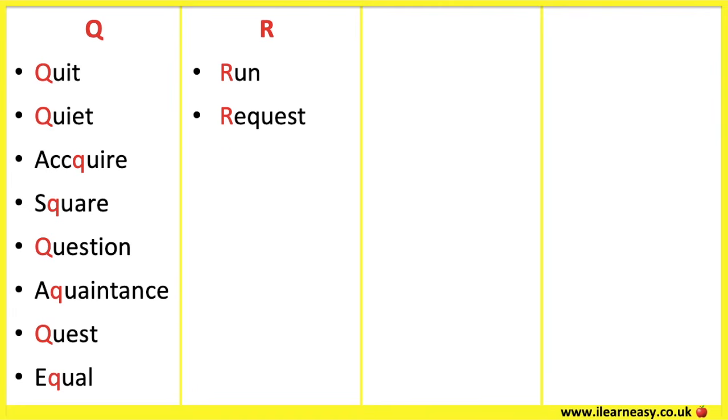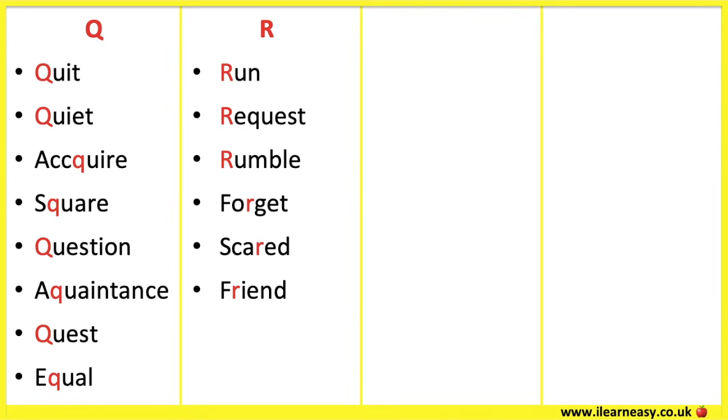request, rumble, forget, scared, friend, stress, arrange. The double letters make a one-letter sound. Arrange. In British English, the letter R isn't commonly pronounced when it comes in the middle of a word or at the end of a word. For example, scared or paper.